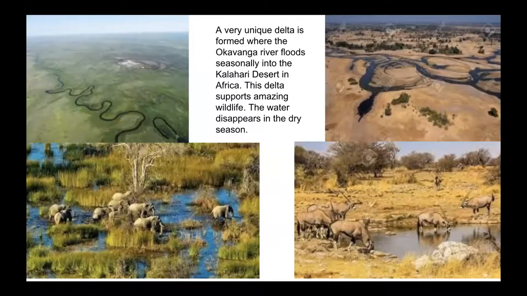This is my favorite. I put this in, but it's a very unique delta. We don't have this here, but it's in Africa, where the Okavango River flows seasonally into the Kalahari Desert. It just goes into the desert and then creates all this wonderful water and plants for the elephants and all the other animals, and then it dries up, okay? And animals have to find their last little bit of water.